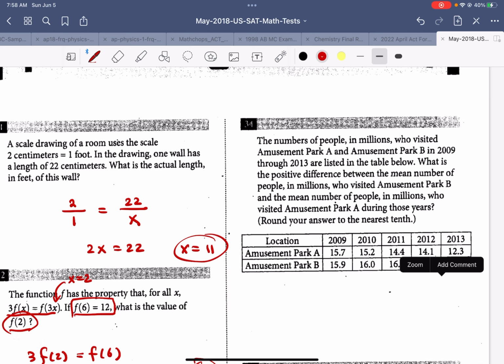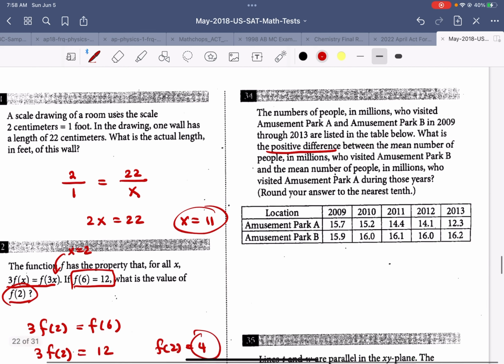The numbers of people in millions who visited Amusement Park A and Amusement Park B in 2009 through 2013 are listed in the table below. What is a positive difference? Positive difference, so bigger number minus smaller number, between the mean number of people in millions who visited Amusement Park B and the mean number of people in millions who visited Amusement Park A during those years.